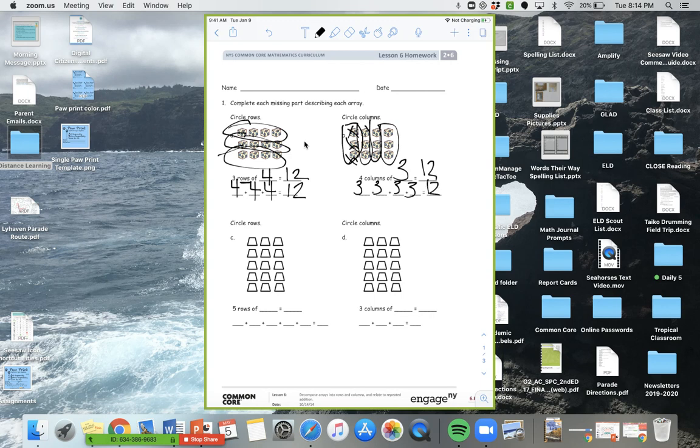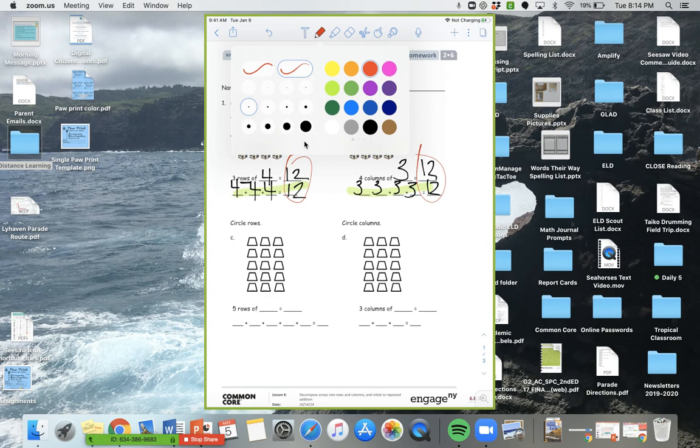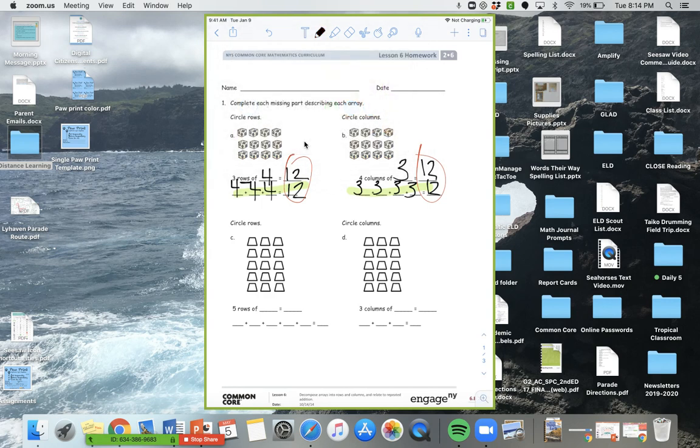I want you to notice it's the same exact array. Let me take away my circles. The same exact array, but it's different repeated addition problems because the rows have a different amount than the columns, but it's the same array. And as you can see, the product is the same because the array is exactly the same. Okay? You're just looking at the rows and columns differently.